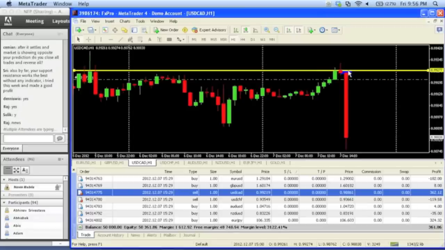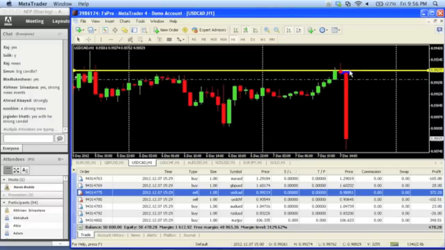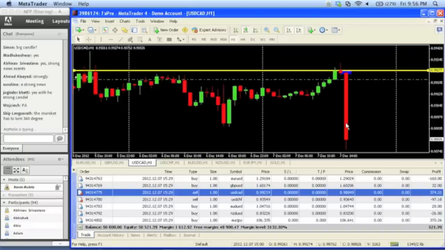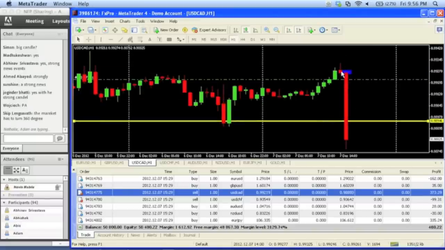Raj says news. Simon, correct. Big candle, strongly. If you have a strong level of support and resistance, the only way to break it is through a big candle. A strength in the market can break that area. Now, we have a big candle here, right? A very big candle currently. So let's take it in a reverse cycle, a reverse engineering method. Big candle here. We've broken through.